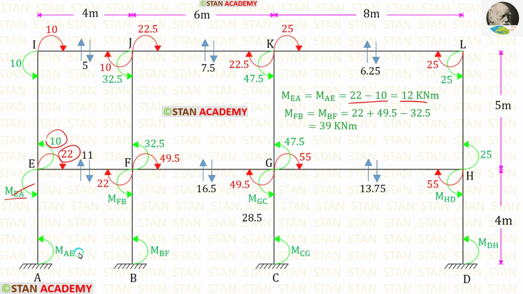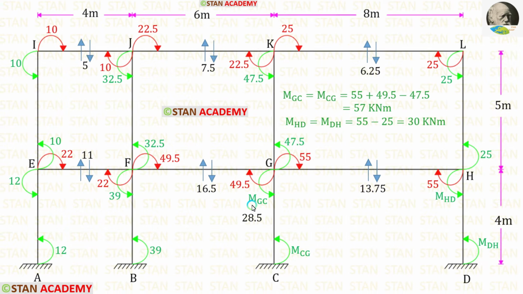We know that MEA and MAE will have the same value. Let us find MFB. For that we have to add these two moments and then subtract this moment. When we do that, we are getting 39. We know that MFB and MBF will be the same. Now let us find MGC. For that we have to add these two moments and then subtract this moment. When we do that, we are getting 57. We know that MGC and MCG are the same.